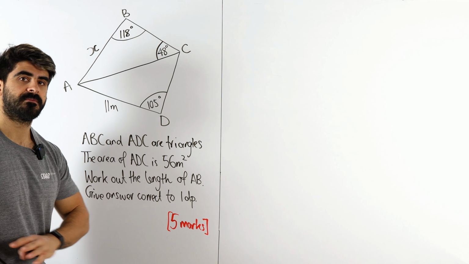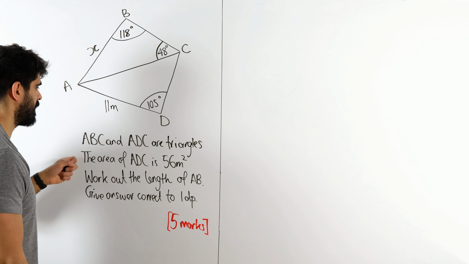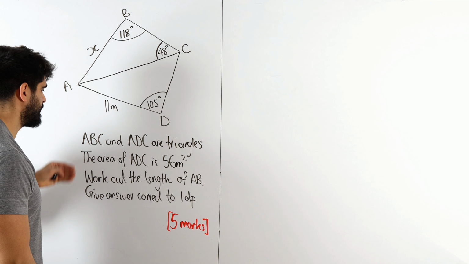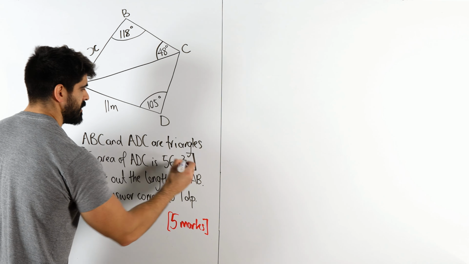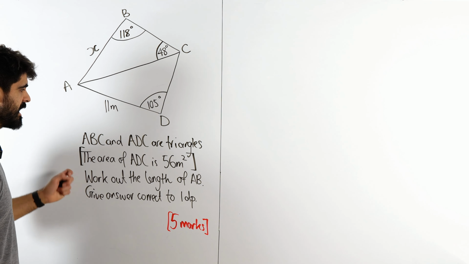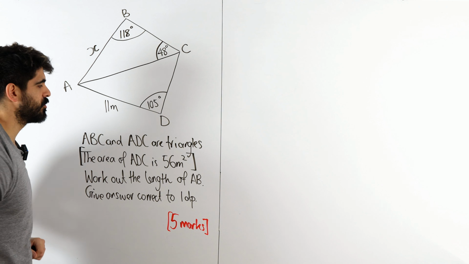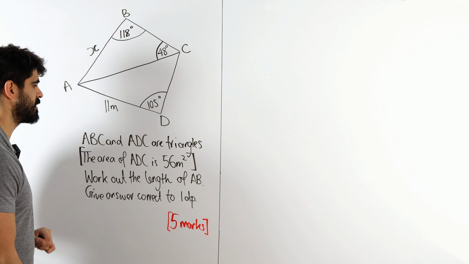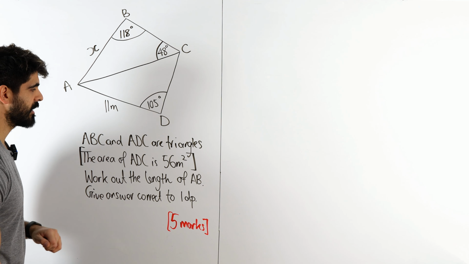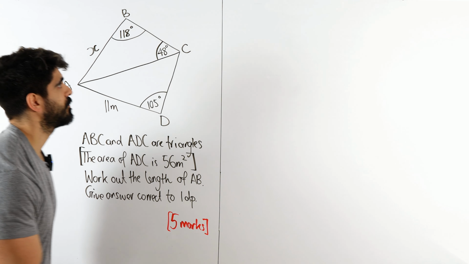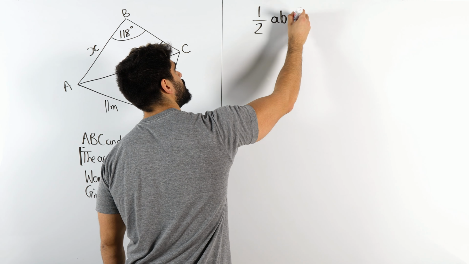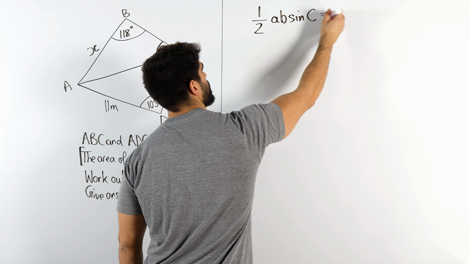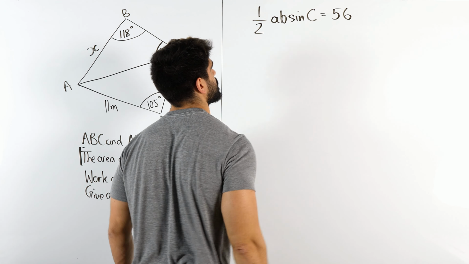Now, this is just clear-cut exam strategy here. When they give you something like this, that's where you start. The area of this triangle is 56. How do we use this? Well, we're just going to write down what the area of a non-right angled triangle is. Half ab sin C. Half ab sin C is 56.